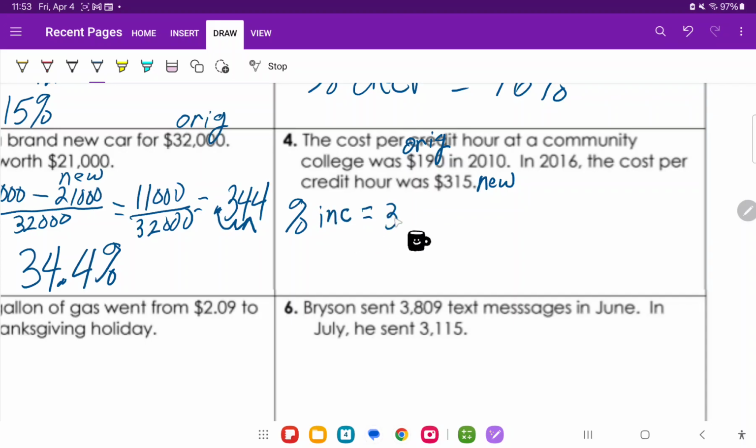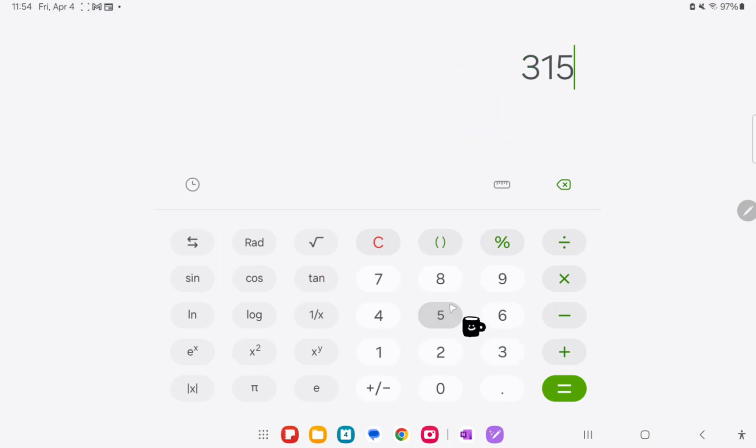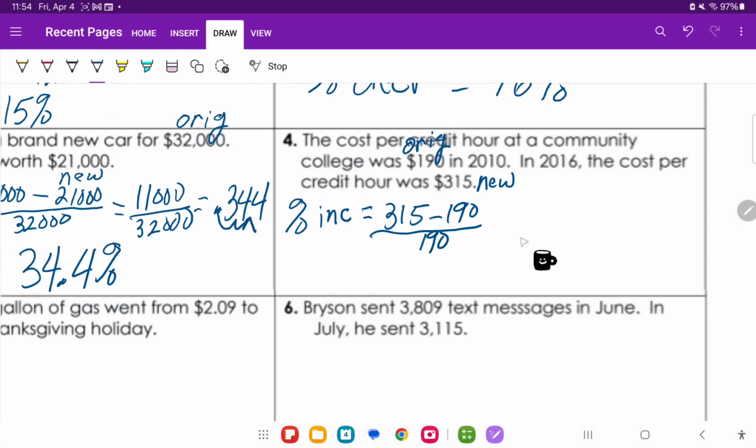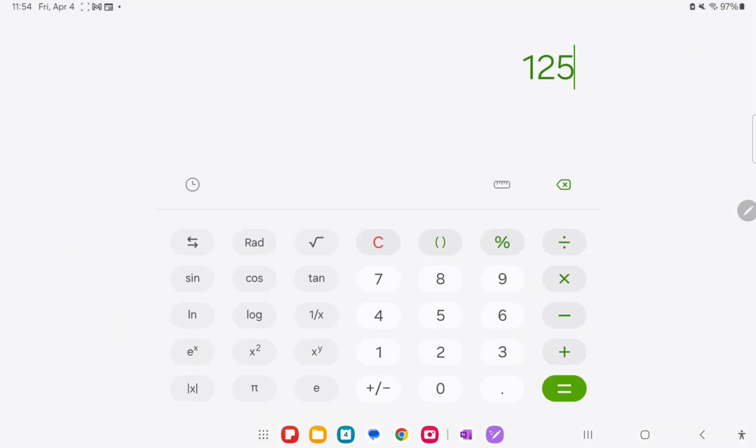But you always take the big number minus the small one. But the original price, the original cost, the original number always goes on the bottom. Okay, so we're going to go 315 minus 190. That equals 125. So that equals 125 over 190. So we're going to go over here and go 125 divided by 190. And that equals 0.657.